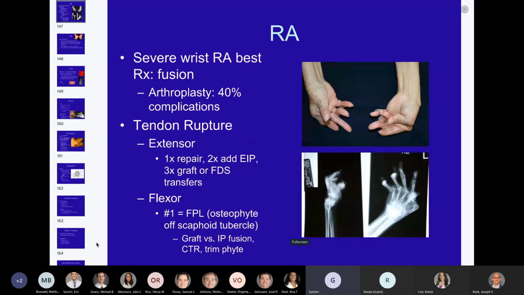RA for the hand. For the wrist, the most stable long-term solution is a wrist fusion. Arthroplasty has a high complication rate, but patients who have had both fusion and arthroplasty do prefer the arthroplasty, and it does obviously maintain some motion. Tendons, basically, if they have tendons that have ruptured, you're going to repair or reconstruct them.